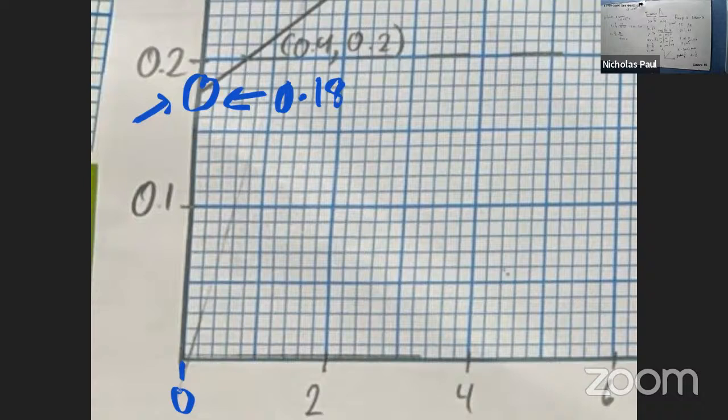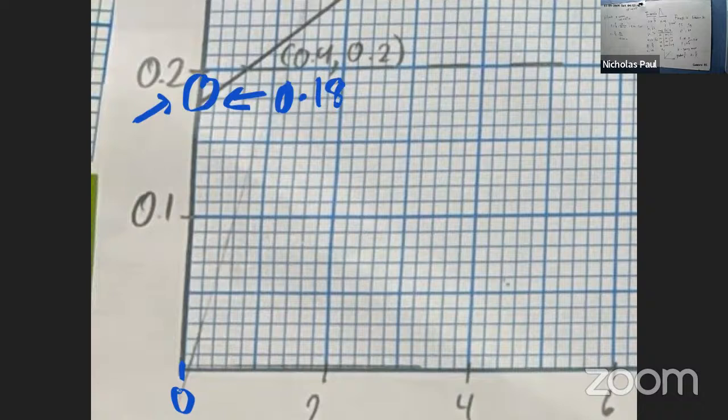Online, Richie, are you okay with that? Celine, Jared, Narayan, are you okay with why the value is 0.18 for the original length? Understand? Alright.